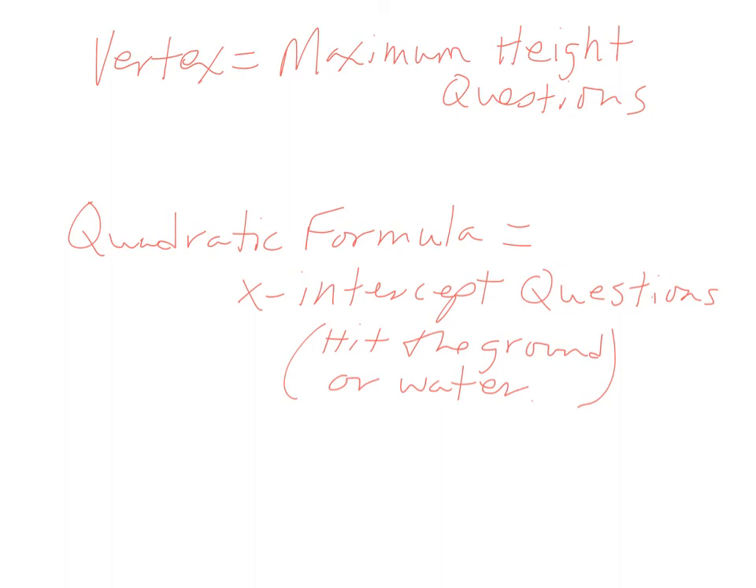If they're asking for what are the x-intercepts, anytime they say what are the x-intercepts, that means when did it hit the ground and when did it start. So you're going to use the quadratic formula to get those answers. Once again, they always have to be positive.